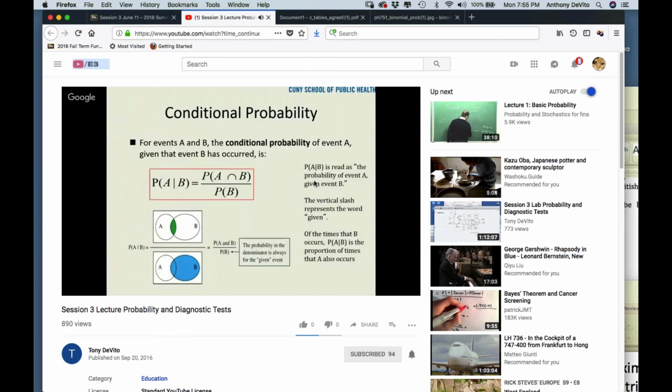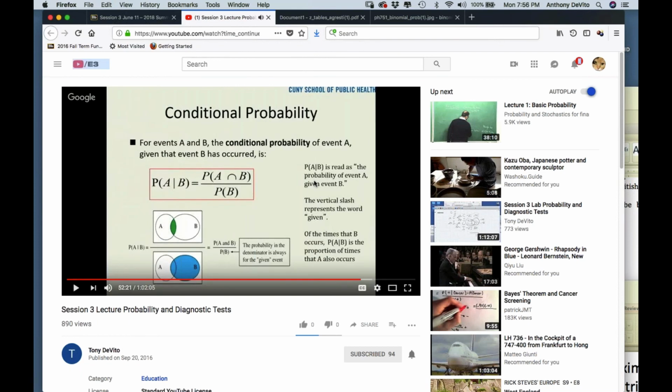And here it's just written out in terms of the Venn diagrams. It's the intersection divided by the probability of the event that is on the right-hand side of the conditional sign. Yes? I'll pause for a second.